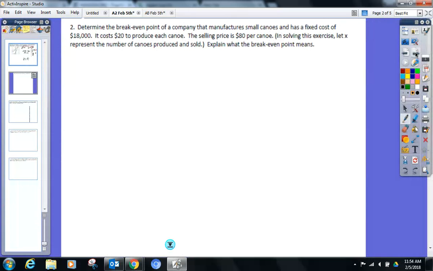Oh, I love these word problems. Break-even point, we'll talk in a minute. Ooh, small canoes.